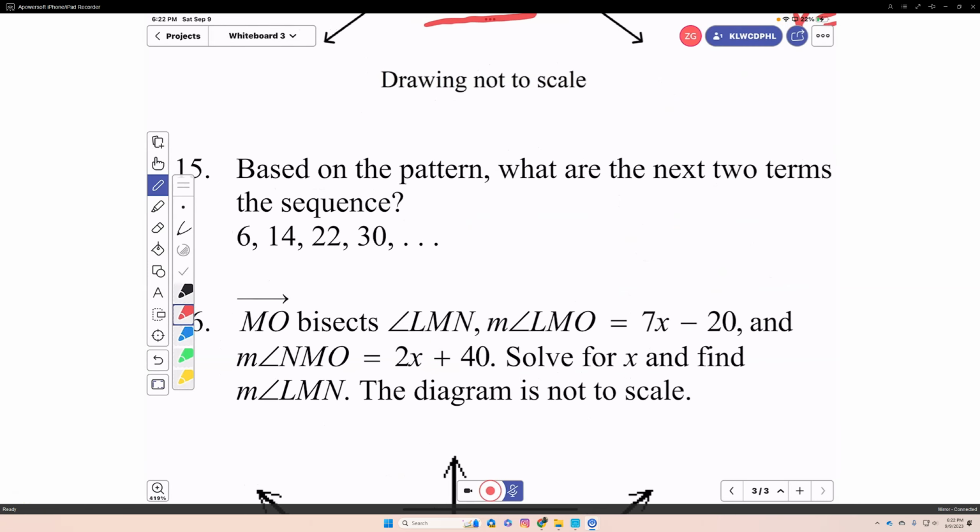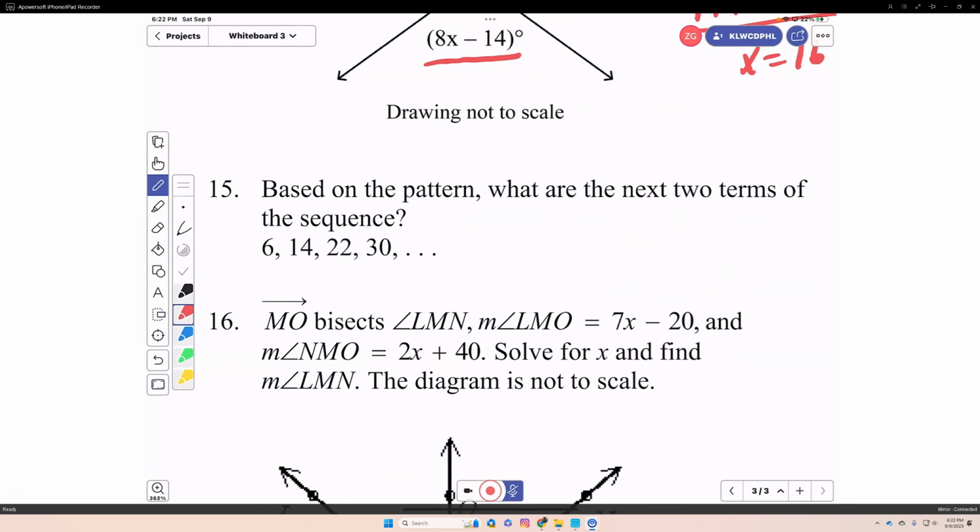Number 15, we're trying to come up with a pattern. We're trying to write a conjecture, and a conjecture is just a guess as to what's happening. We're trying to come up with a valid conclusion. So we go from 6 to 14, from 14 to 22, and from 22 to 30. It says, what are the next two terms?